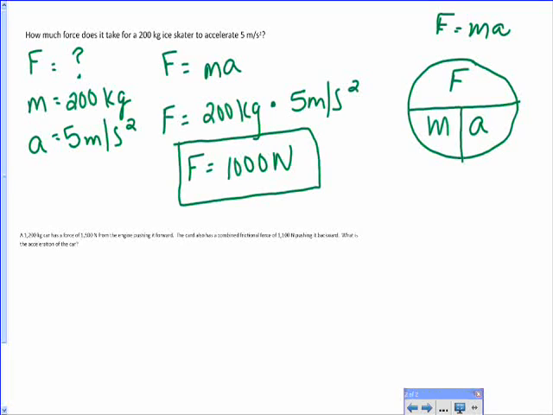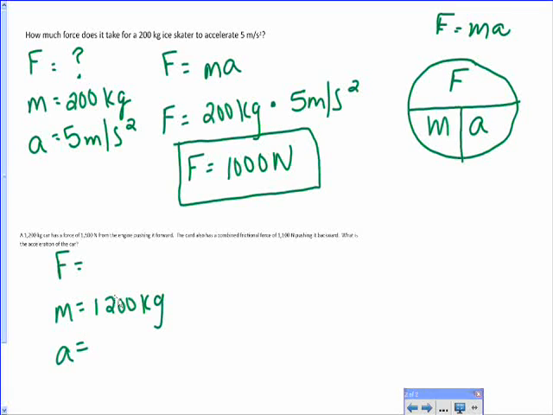Now, let's do this second one together because it's a little different. It says a 1,200 kilogram car has a force of 1,500 newtons from the engine pushing it forward. The car also has a combined frictional force of 1,100 newtons pushing it backward. What is the acceleration of the car? Now, we need F, M, and A, right? It says a 1,200 kilogram car. We know that's our mass.